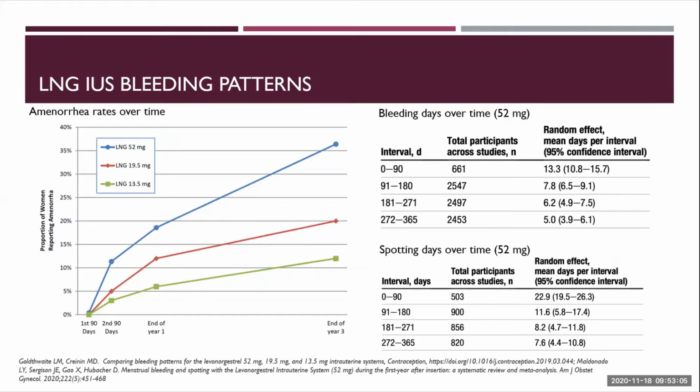And one reason, I think, as you've seen similar versions of these figures over the past couple of days, is that in general, the bleeding patterns that occur with the LNG-IUS are very favorable and acceptable. Amenorrhea, which is acceptable to many women, as you heard, does increase over time. And although it may be slightly less with the lower dose LNG-IUS systems, the bleeding and spotting days, even if amenorrhea doesn't occur, do seem to decrease over time. And so it may be very difficult to improve on this by adjunctive treatment or prevention.